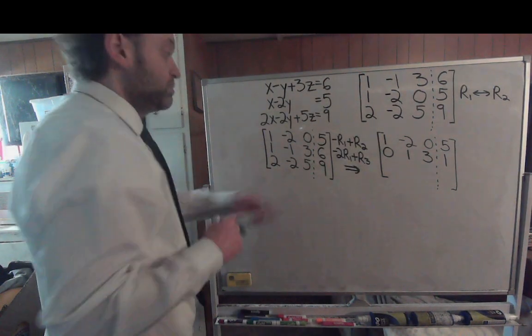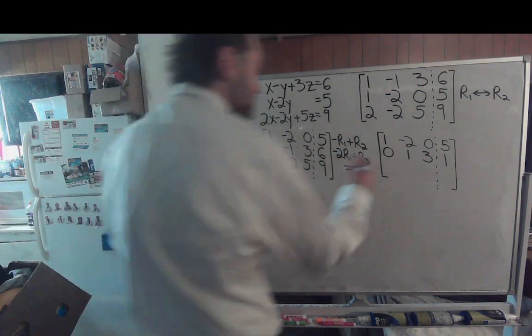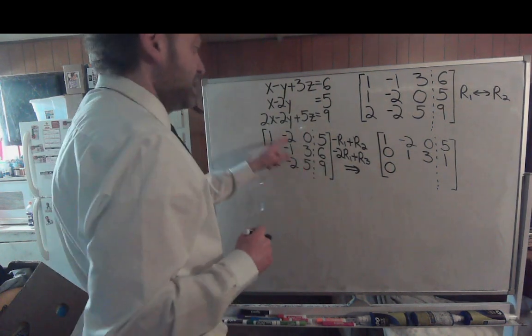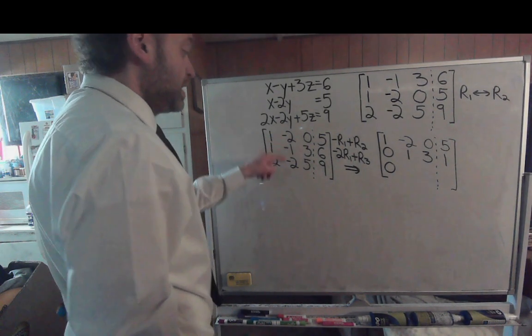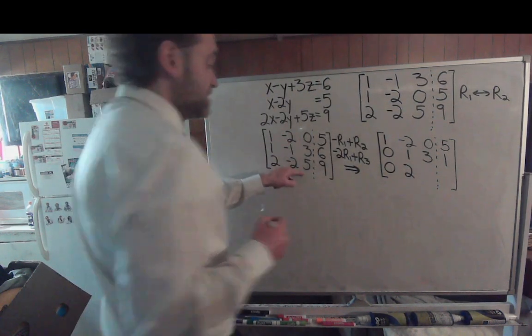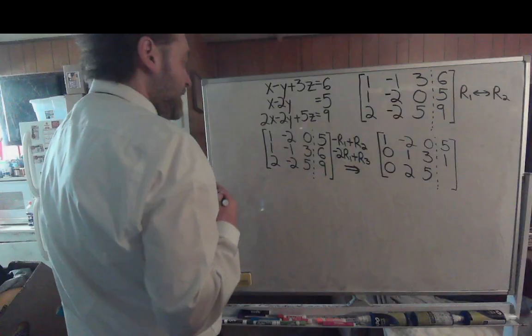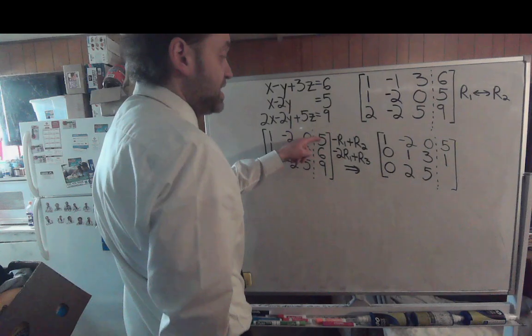Alright, now let's deal with rows 1 and 3. So negative 2 plus 2 is also 0. Negative 2 times negative 2 actually turns into positive 4, minus 2 is 2. Then 0 plus 5 is still 5. And then negative 2 times 5 becomes negative 10, plus 9 is negative 1.